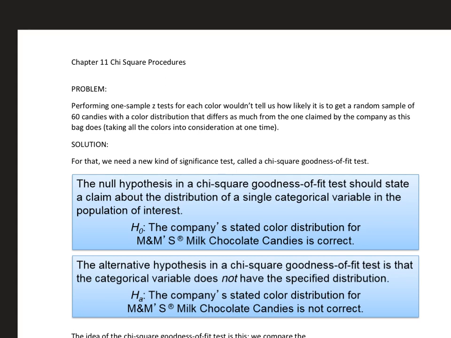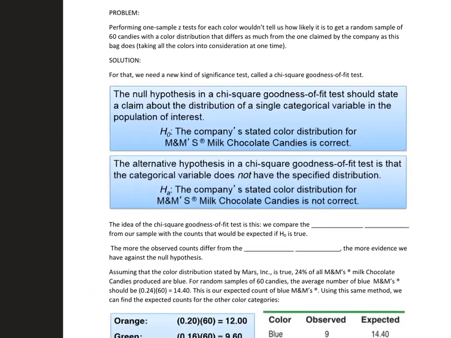In the chi-squared goodness of fit test, the null hypothesis should state a claim about the distribution of a single categorical variable in the population of interest. So the company's stated color distribution for M&M's milk chocolate candies is correct, and the alternative is that the company's stated color distribution for M&M's is not correct.